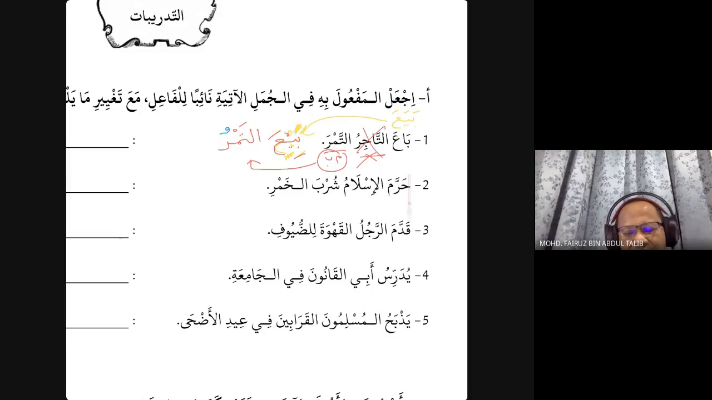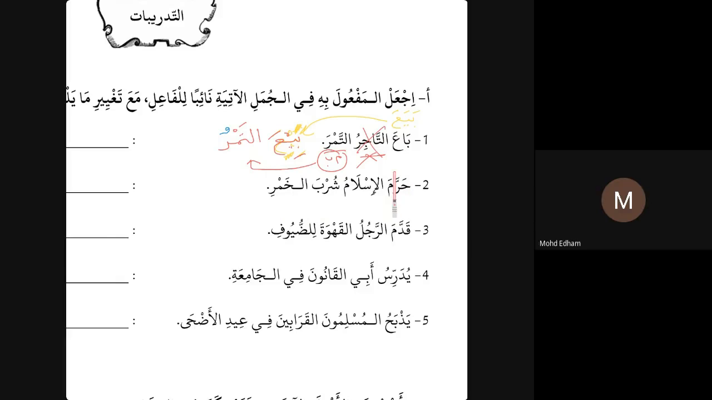But is this fi'il madi or fi'il mudari? When we say harrama, this is fi'il madi. So the translation must be in the past tense, of course. Islam, what is the past tense for forbid? Islam has forbidden the drinking of al-khamr. Okay, that is the meaning. So this is fi'il madi.